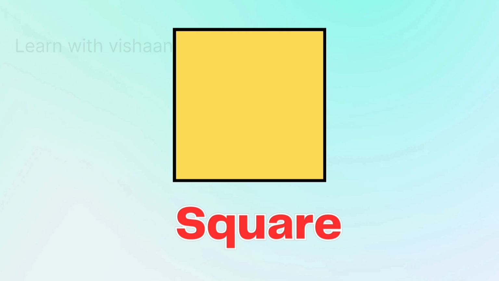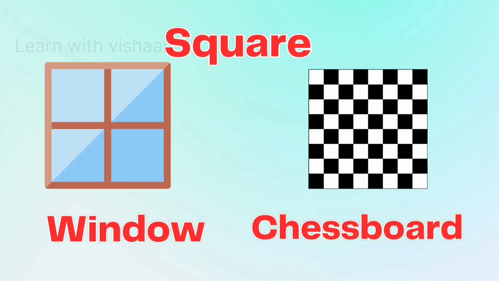Square, square. Examples of square shape: window, chessboard.